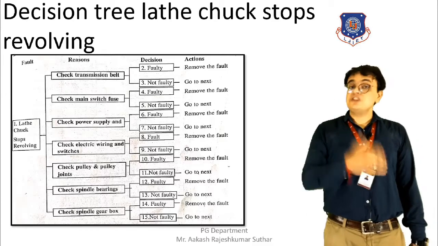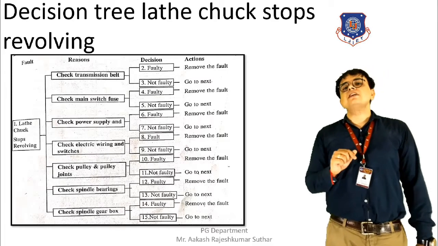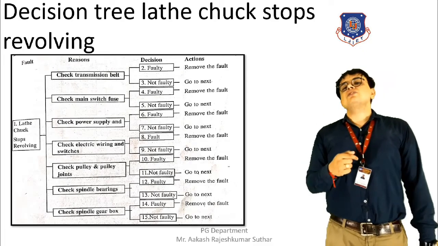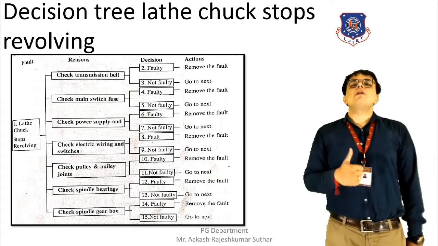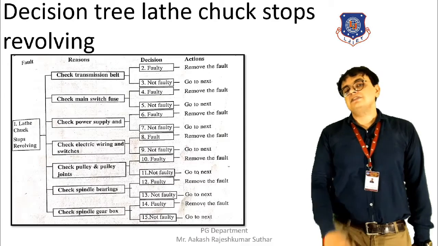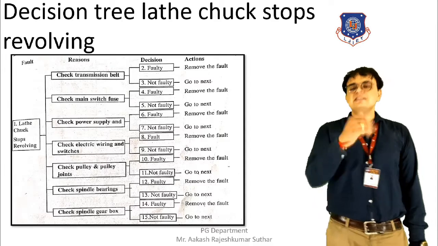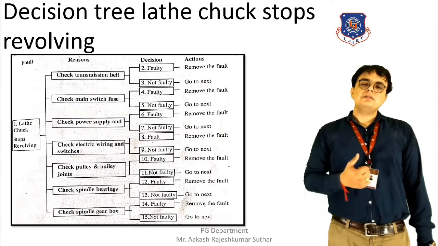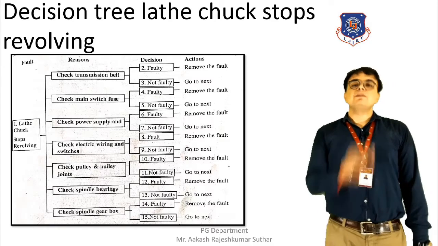Now after checking the gearbox, if it is found that this was the reason for the fault, then in the activity corresponding to the decision we should write remove the fault. But if the spindle gearbox is not responsible for the occurrence of the fault, then in the activity corresponding to this decision we should write move towards the next reason. So this is how the fault in a lathe that has stopped revolving can be found.